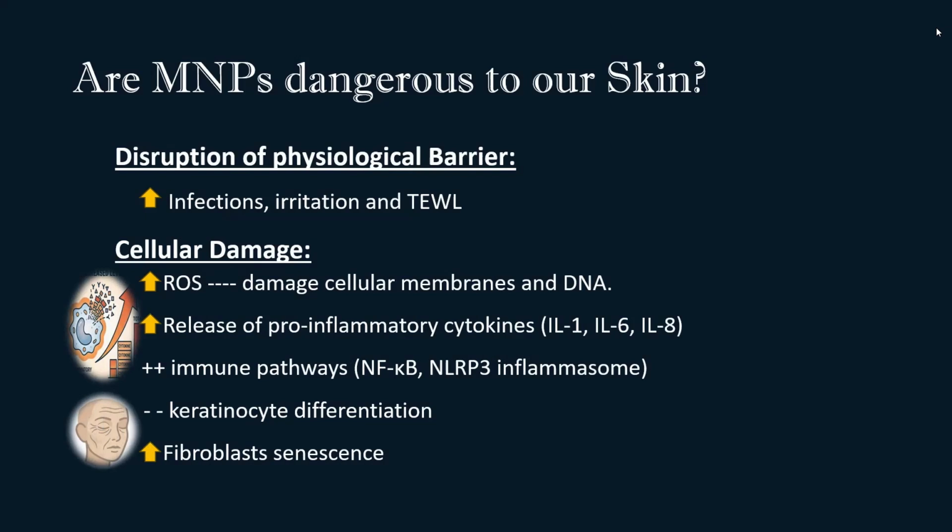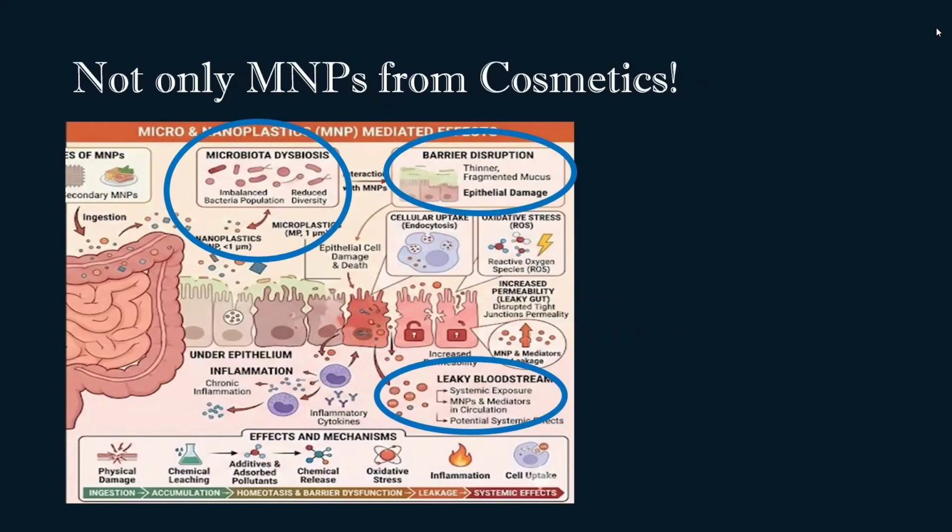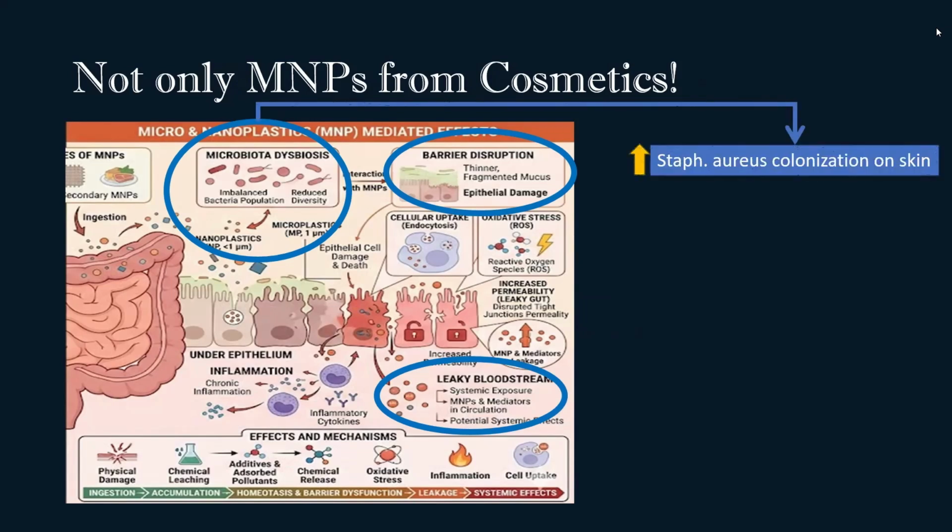This cellular damage may also lead to premature aging, when micro and nanoplastics decrease keratinocyte differentiation and increase the death of fibroblasts through senescence. As we mentioned earlier, micro and nanoplastics are also present in certain foods, especially bottled water and shellfish. The micro and nanoplastics cause dysbiosis in the gut microbiota and disrupt the intestinal barrier, leading to their absorption and distribution along with other harmful metabolites and microbes to various body organs, including the skin.